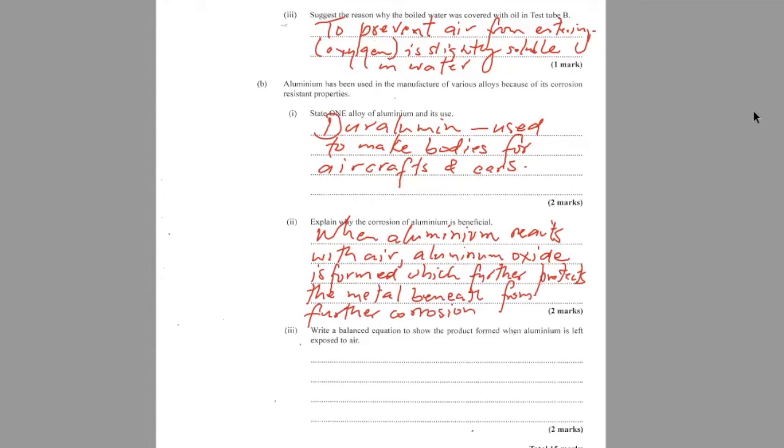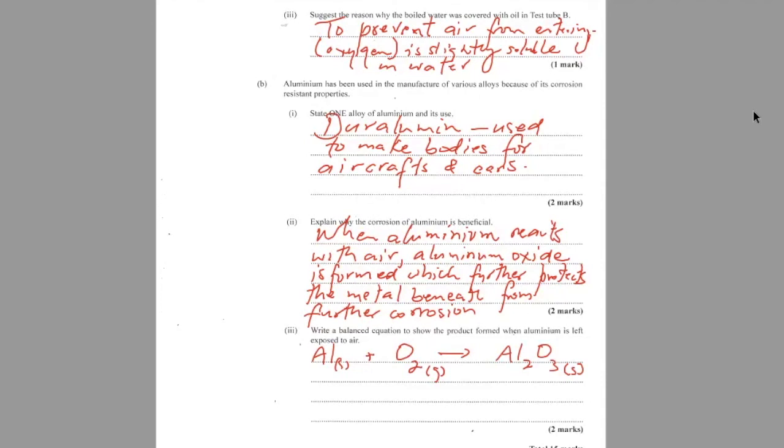Part 3, write a balanced equation to show the product formed when aluminum is left exposed to air. So aluminum is a solid plus air, oxygen, which is gas, O2, and we'll get Al2O3, which is a solid.